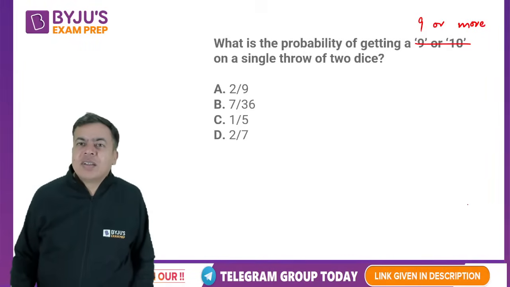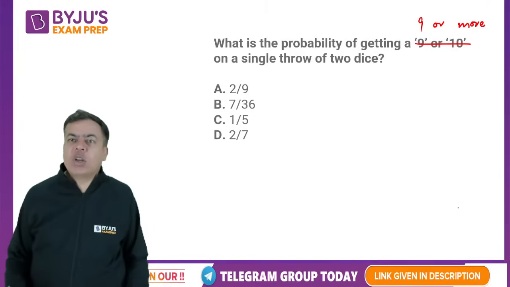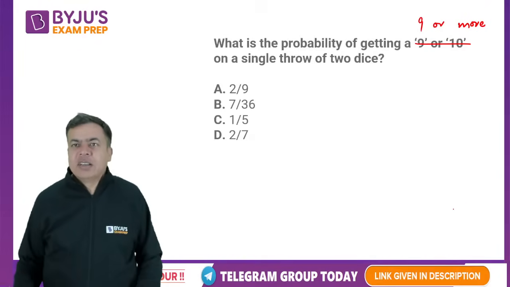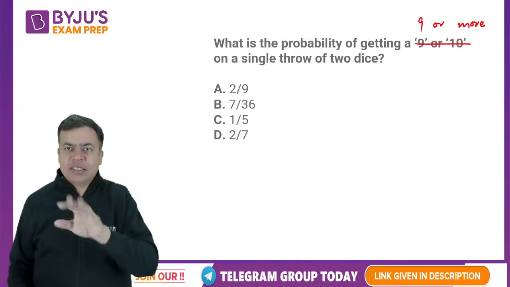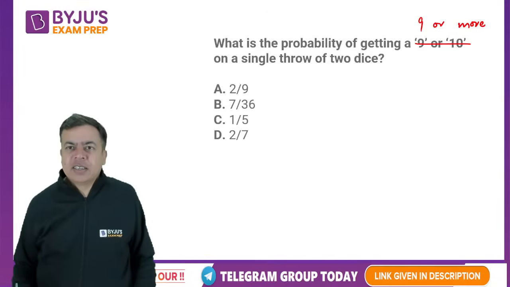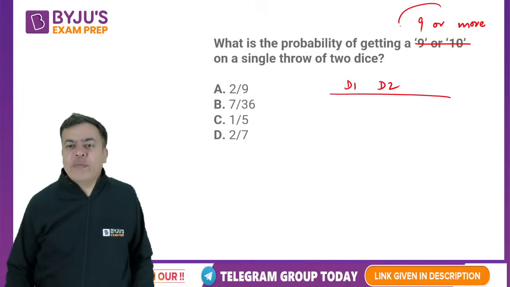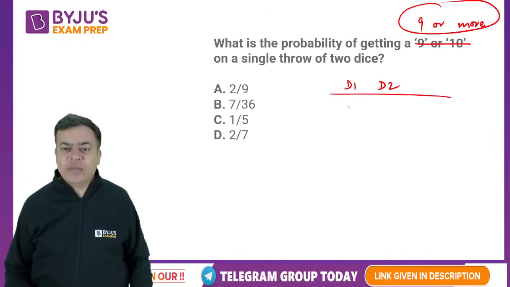No Jagdish, it is not one case. These are different cases, Jagdish, because we are talking about two dice. So dice 1, dice 2, you will count it like this. Now, if it is 9 or more, like they asked in 2020.